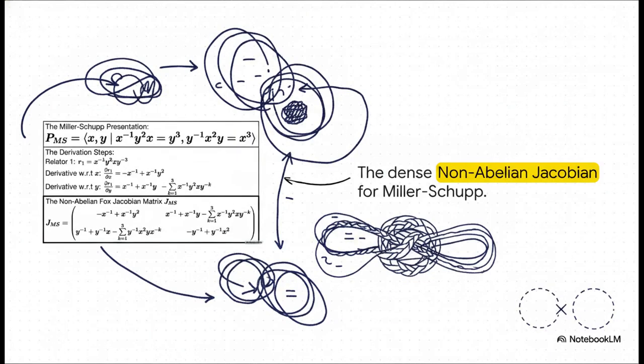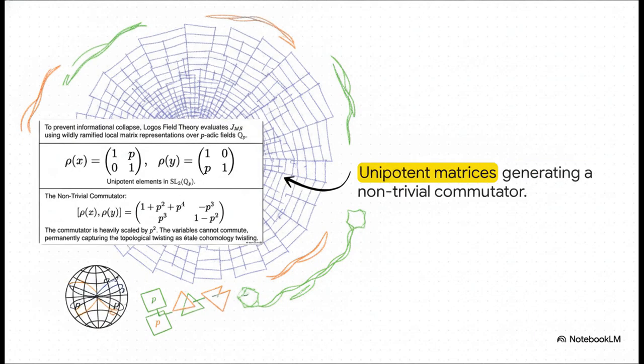When we apply those exact rules to the Miller-Schupp presentation, we generate this dense 2x2 non-abelian Fox-Jacobian matrix. Now, what's really interesting here is the complex summation terms and negative powers on the right side of the matrix. Those summations are actively capturing the higher-order combinatorial syzygies. This is the exact topological knotting data that the classical token ring map completely erased. But just having the matrix isn't enough. We have to evaluate it properly to avoid informational collapse.